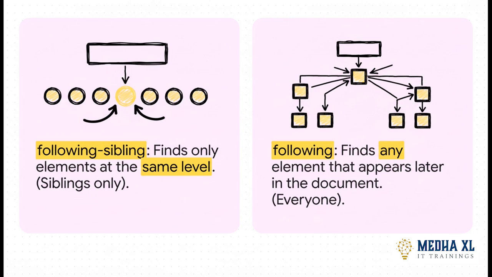Following-sibling is super specific. It's only looking for your brothers and sisters, the elements on the exact same level. Following, on the other hand, is like casting a giant net. It finds every single element that appears after your node in the entire document. Cousins, nephews, everyone, regardless of their relationship. So yeah, if you need the next input field in a form, you want following-sibling. But if you need, say, any link that appears after a certain paragraph, then following is your tool.